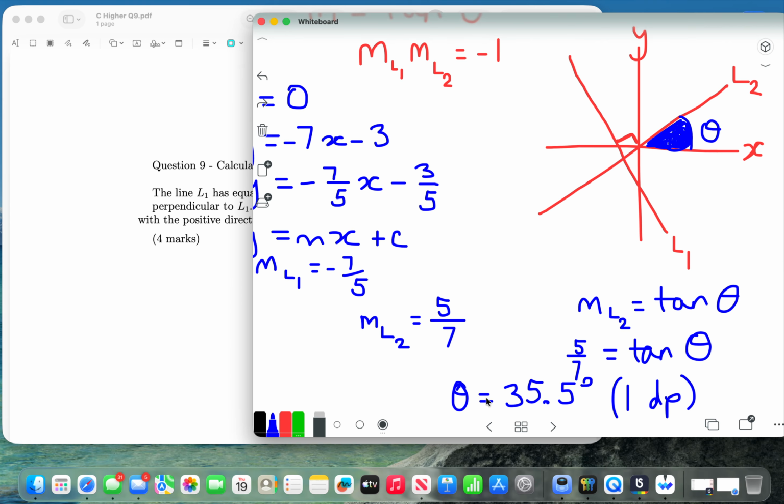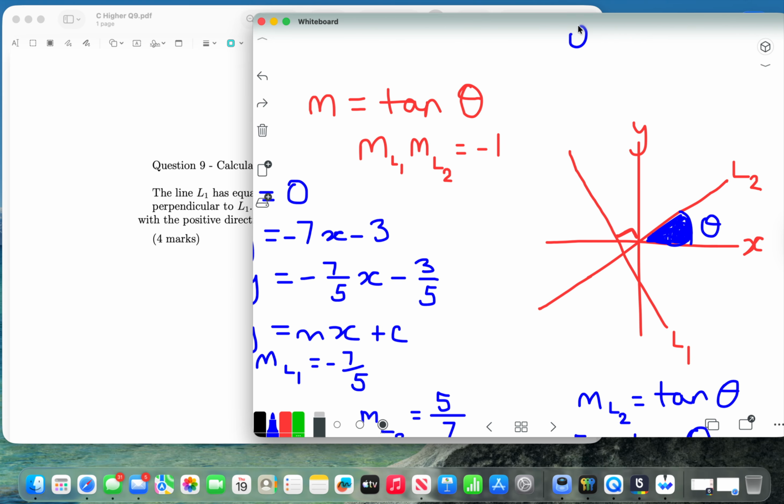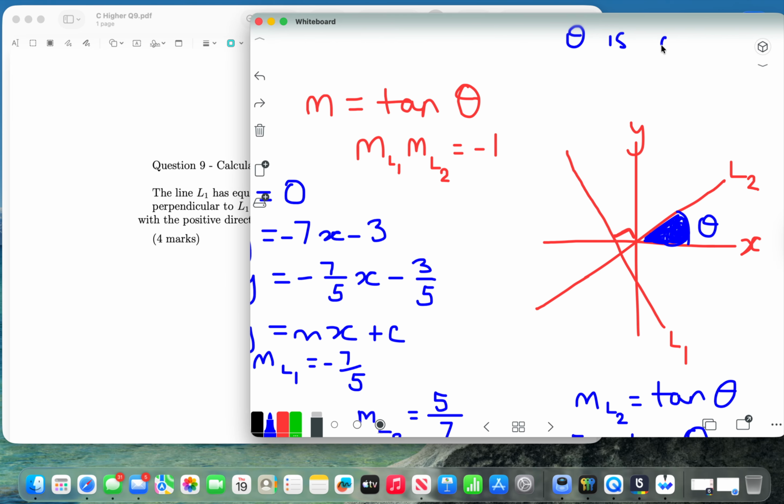And just to make it clear, at the top we'll say that theta is the angle L2 makes with the positive direction of the x-axis.